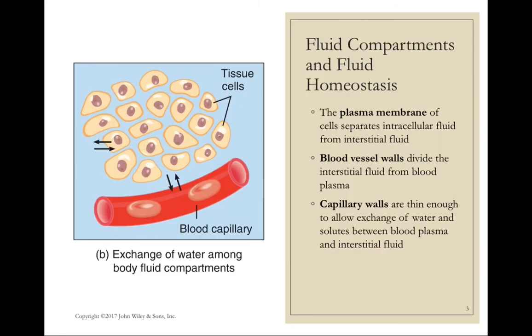Just to depict the differences between these fluid compartments, you can see that the plasma membrane of our tissue cells will separate out the intracellular fluid from the interstitial fluid that's found between the cells, while at the same time, the walls of our blood vessels are going to divide the interstitial fluid in here from the blood plasma. We've studied capillaries and understand that their walls are made up of a single layer of simple squamous epithelium. This allows for certain substances to move from the blood vessels to the interstitial fluid. And we've seen this taking place in our systemic capillaries as well as our pulmonary capillaries.